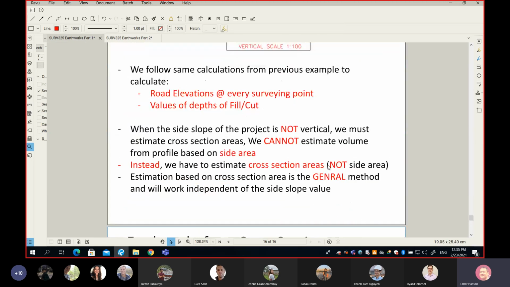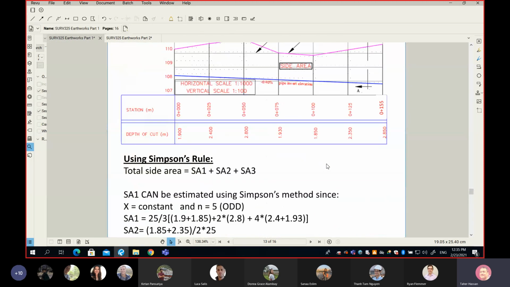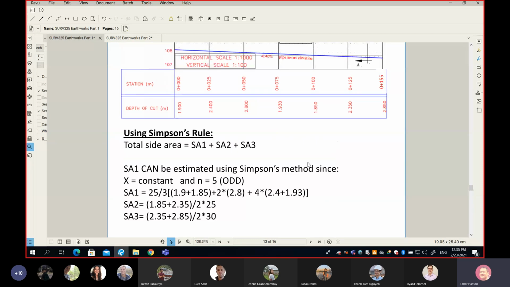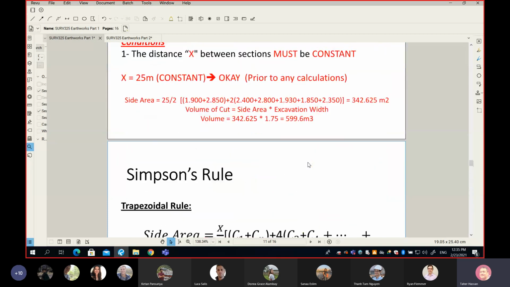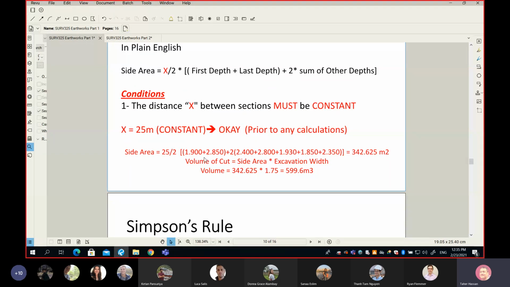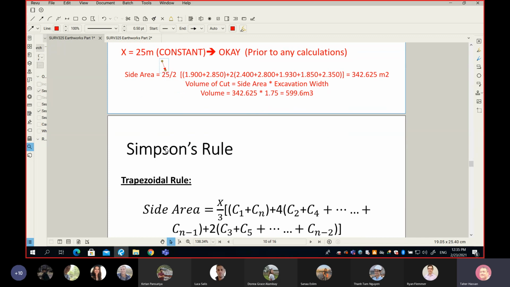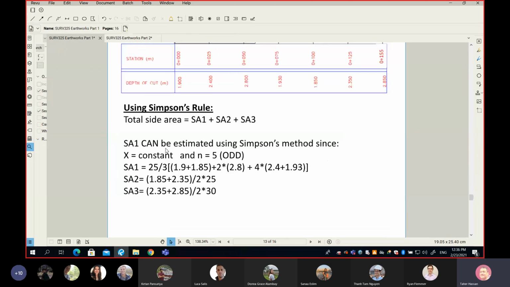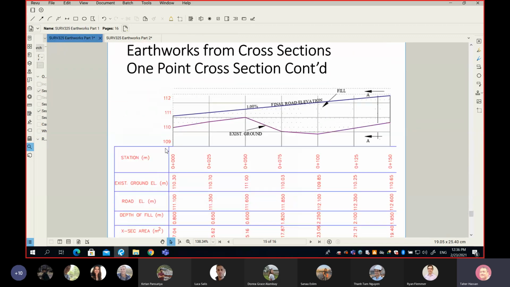If you cannot remember, probably I can remind you here. Okay, so the trapezoidal method, you can see it says here the distance. Sorry, let's go here.